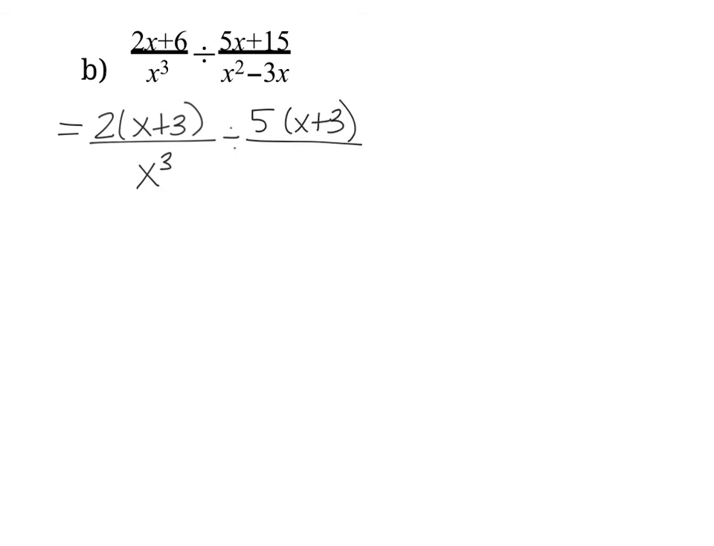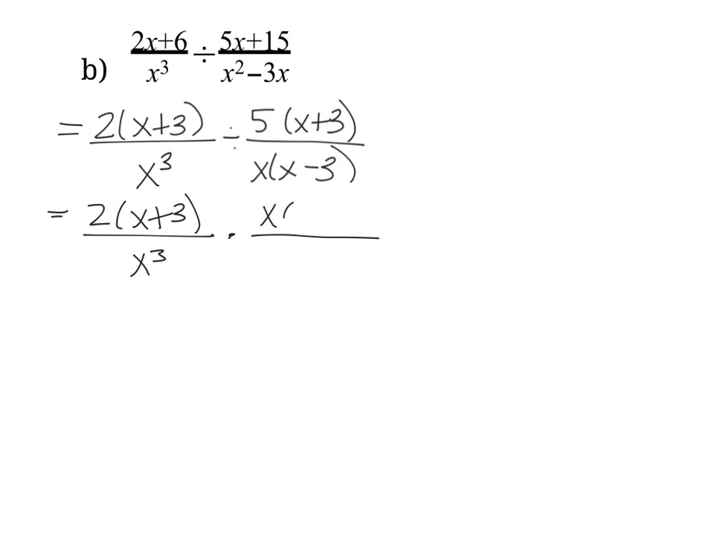And at the bottom, we're going to factor out an x, and we're going to be left with x minus 3. Okay, so now let's deal with this division sign. We know to divide two fractions, we flip the second fraction and multiply. So we're going to rewrite. It's 2x plus 3 all over x to the power of 3. We're going to change the sign to multiplication, and we're going to flip. So we have x minus 3, then 5x plus 3.